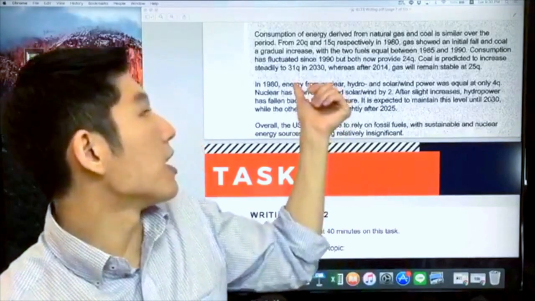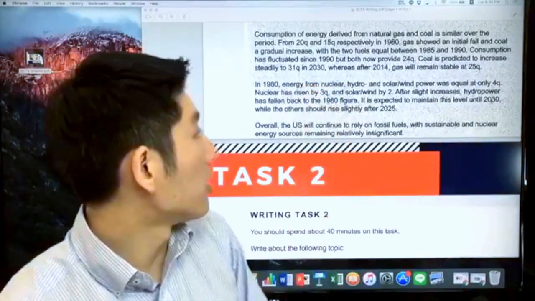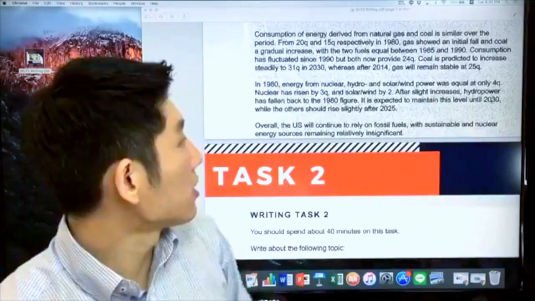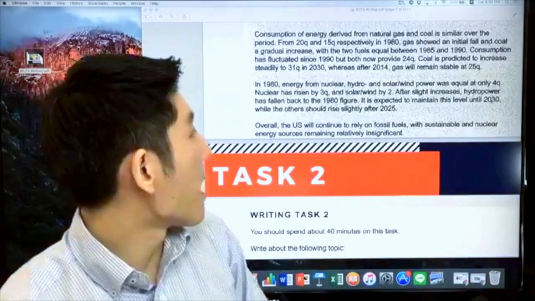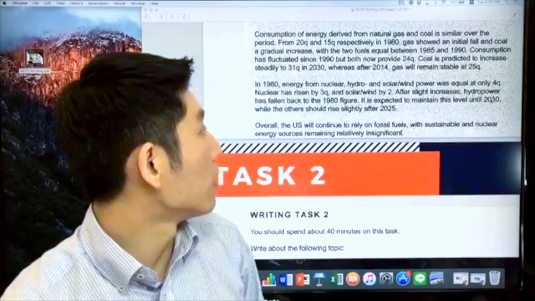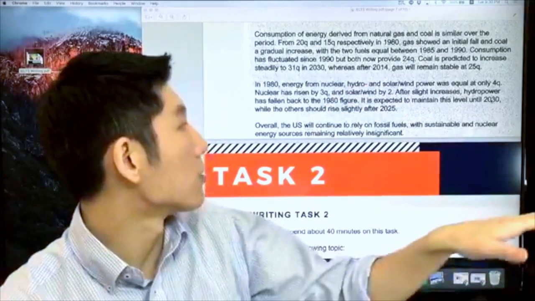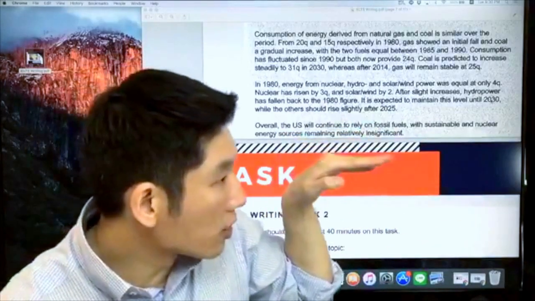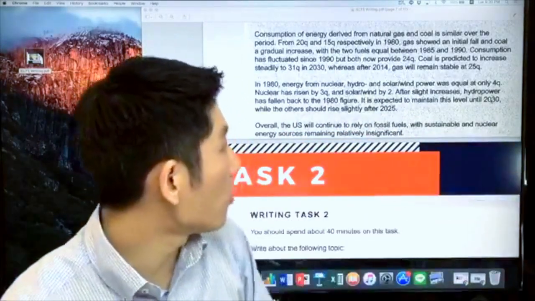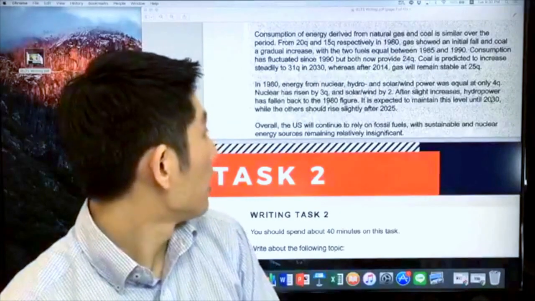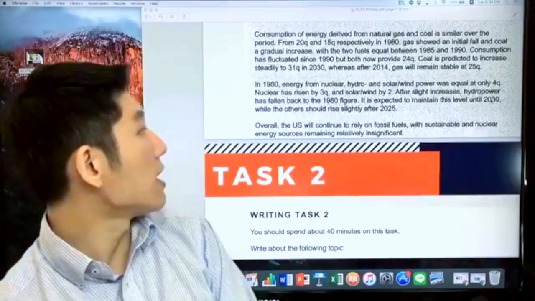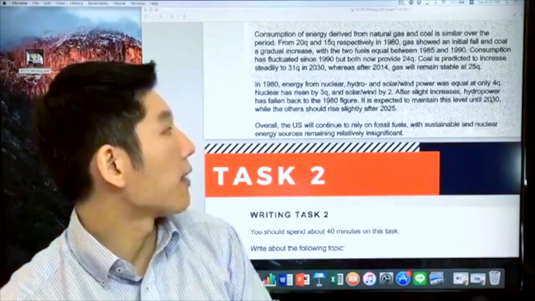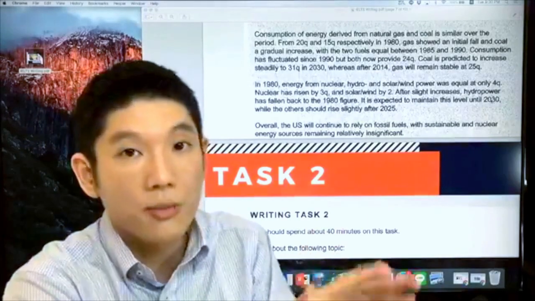And he does talk about energy from, so that's meaning right there. After slight increases, hydropower has fallen back to the 1980 figure. Very good, so I know it falls back to its original figure. It is expected to maintain this level, so I know it's probably going to stay relatively stable until 2030, while the others should rise slightly after 2025. So I know there's not much of a difference.